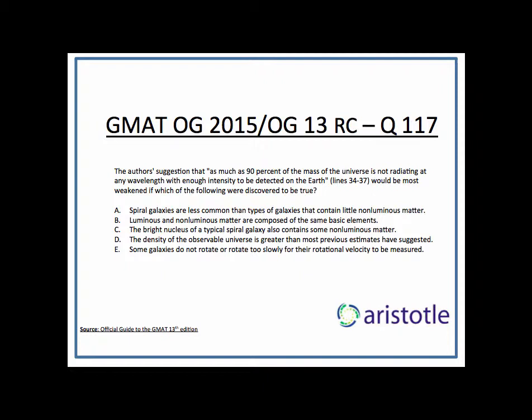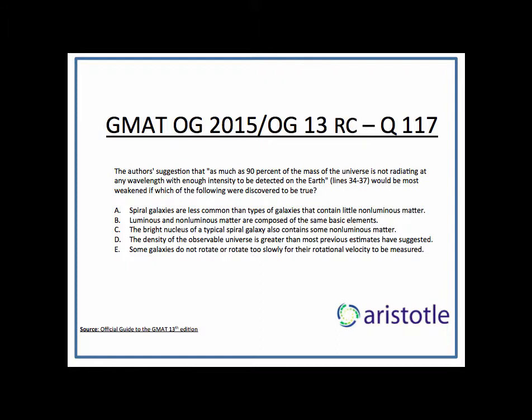And the reason A looked good to me is because of actually doing enough critical reasoning questions. Because you see, A, spiral galaxies are less common than types of galaxies that contain little non-luminous matter. It's basically nothing but, if you remember, representativeness from critical reasoning. It is testing you on the concept of representativeness. What is representativeness? You study a small sample and you conclude for the entire population.